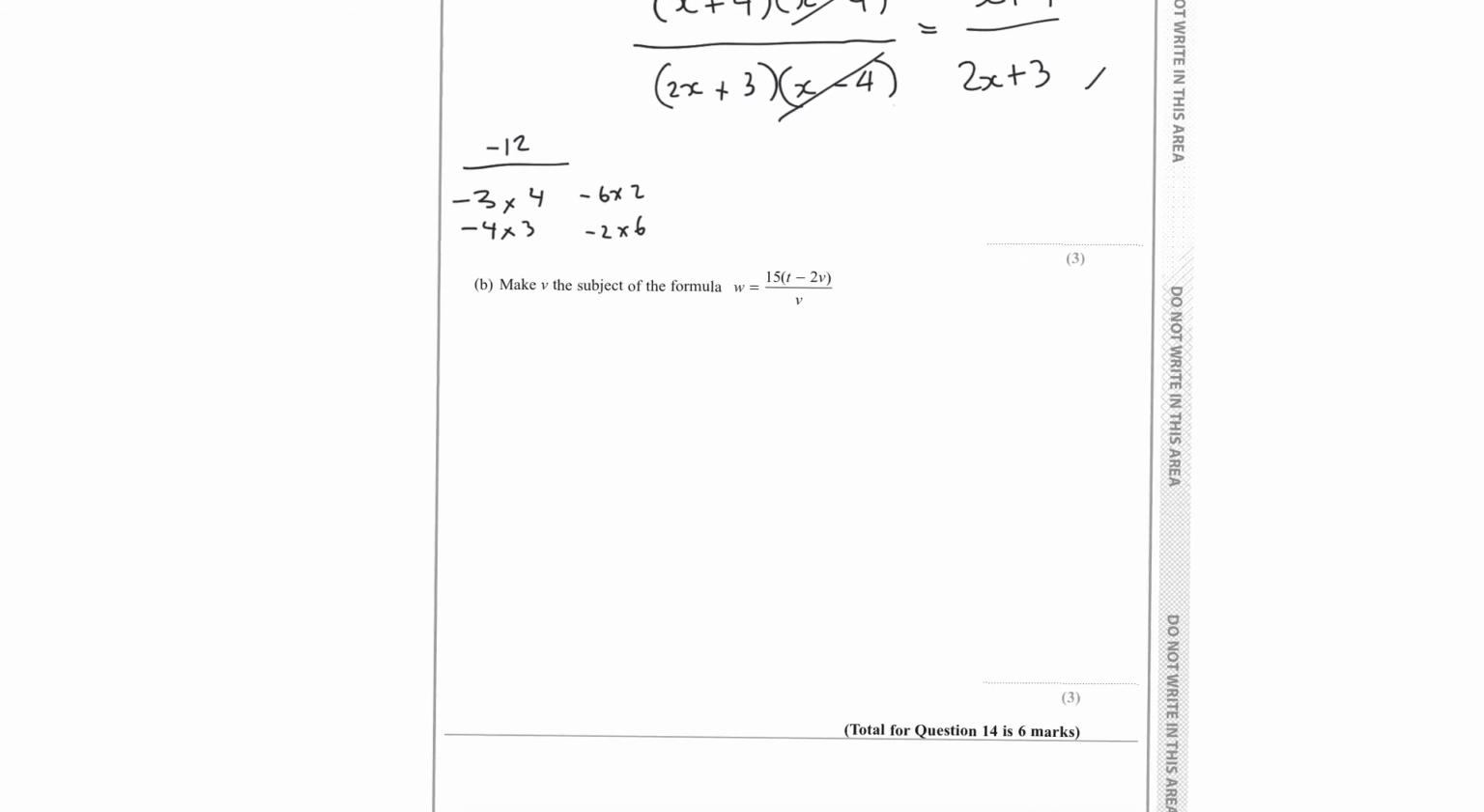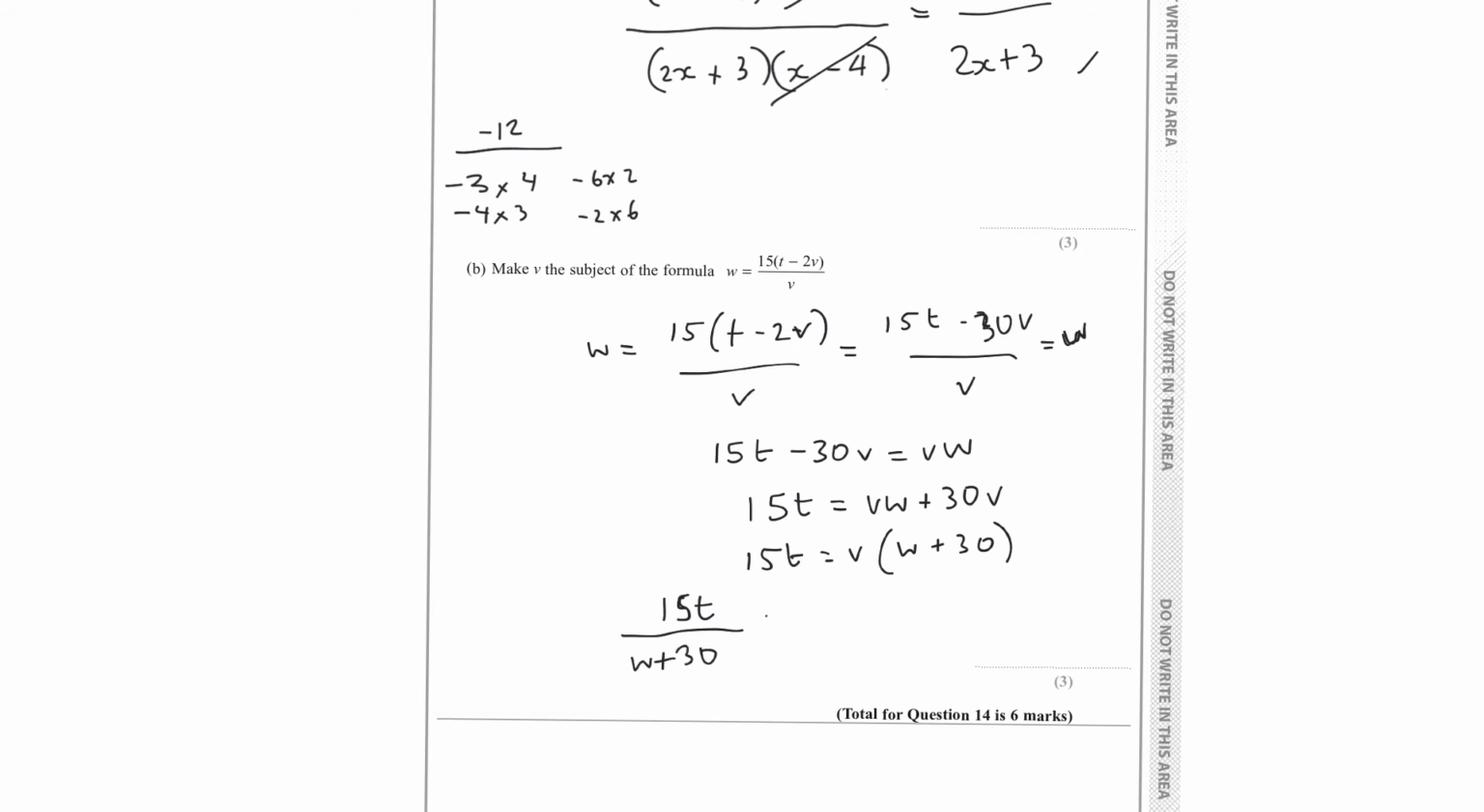Okay, and then if we look at part B, it wants us to make V the subject. So I've got a video on changing the subject of the formula in the link above. So let's do this gradually. W is equal to 15 bracket T minus 2V over V. So the first thing I'll do is expand the brackets, which would be 15T minus 30V over V equals W.